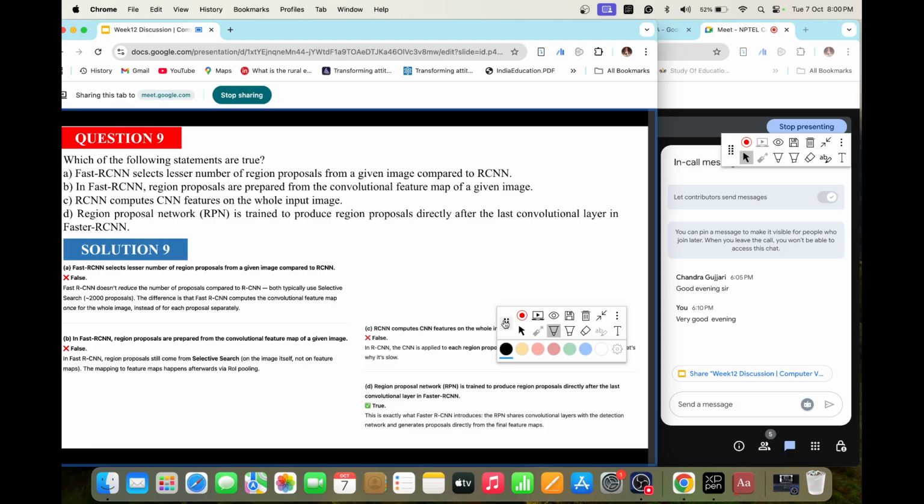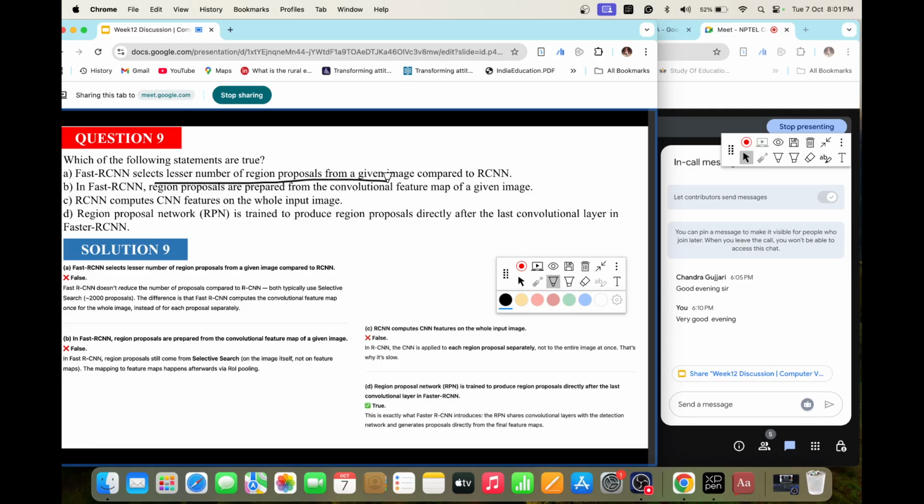Okay, so Fast RCNN selects a lesser number of region proposals from a given image compared to RCNN. This is absolutely false. Fast RCNN does not reduce the number of proposals. Both typically use selective search, so that is why it does not reduce the number of region proposals, but it reduces the time, not the number of region proposals. So that is why this is false.